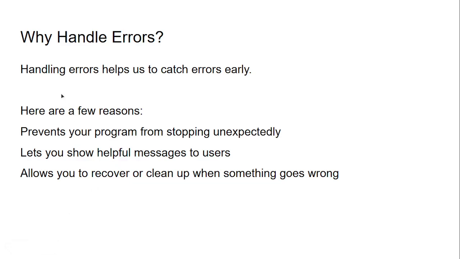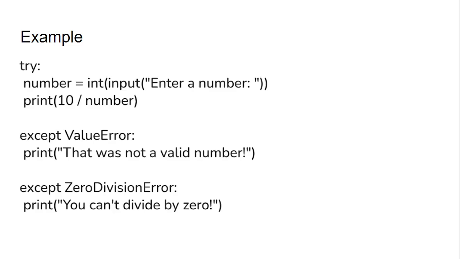Why do we have to handle errors? Handling errors helps us to catch errors early. Here are a few reasons. It prevents our program from stopping unexpectedly. It also allows us to show helpful messages to users as to why they are seeing certain errors. And it allows us developers to recover or clean up when something goes wrong in our code.